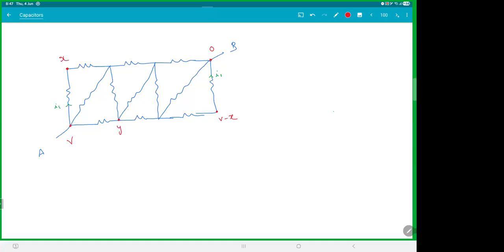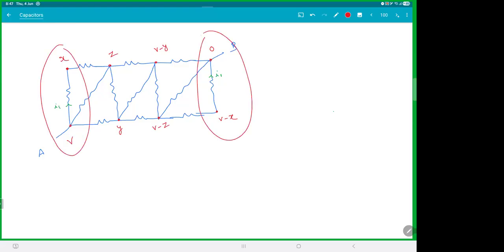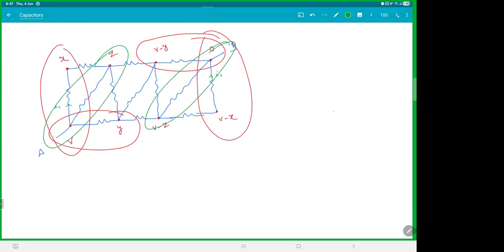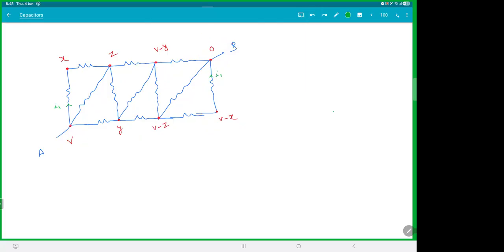Suppose if you take this point as Y, then this point will be V minus Y. If you take this point as Z, then this point will be V minus Z. Are you getting how to take the potential? So this potential difference is V minus X, V minus X, V minus Y, V minus Y, V minus Z, V minus Z. So the potential differences have to be same. That is the whole thing about diagonal symmetry. Please have a look at this. If you understood this, you understood diagonal symmetry.